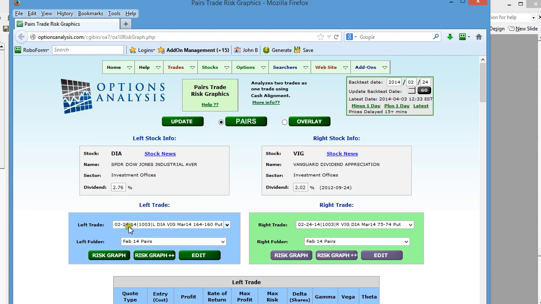The naming convention shows the date they were saved on, the time they were saved, which is usually the same time, which one was the left trade and which one was the right trade.